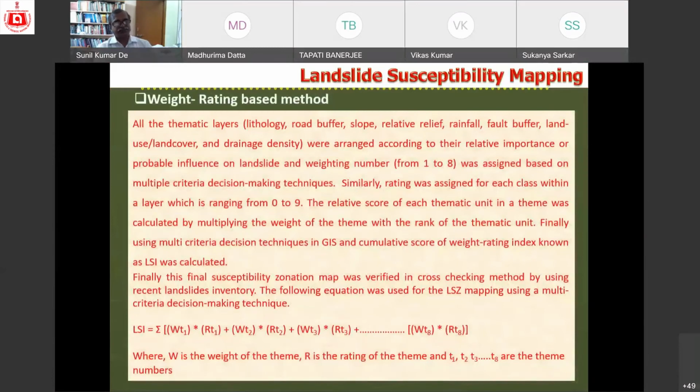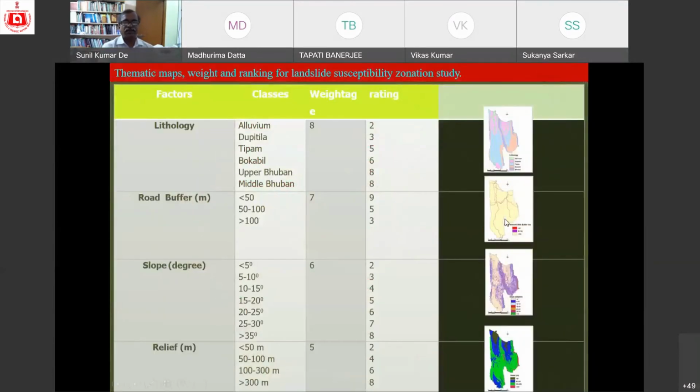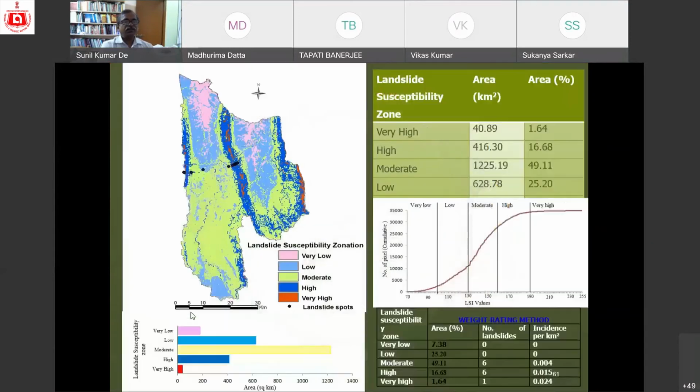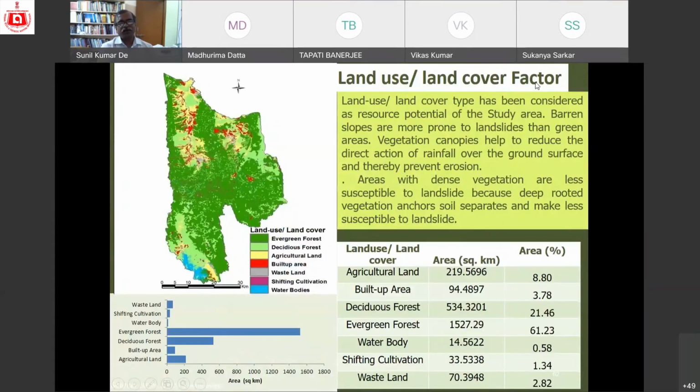Now we'll see, this is already shown. These are the layers of different lithology, road buffer, slope, relief. All these things are done. And after superimposing, we have prepared this map, and this is almost matching with the reality, because instead of numbers, we have considered incidents per square kilometer. And you see this very high landslide susceptibility zone is possessing the highest number of landslide incidences. So these are the landslide events, and along the road mostly. This is due to human intervention because the slope is moderate here. Land use, land cover value.